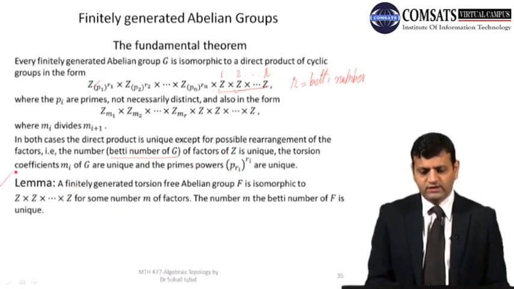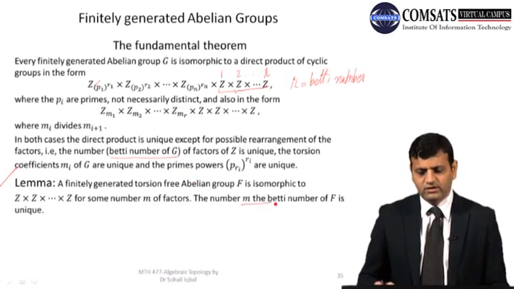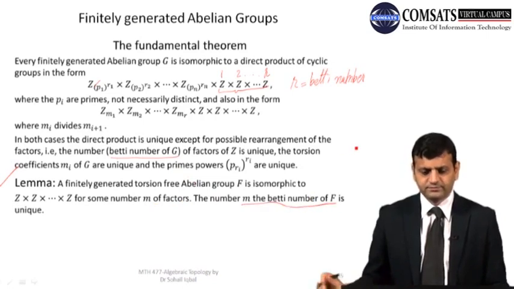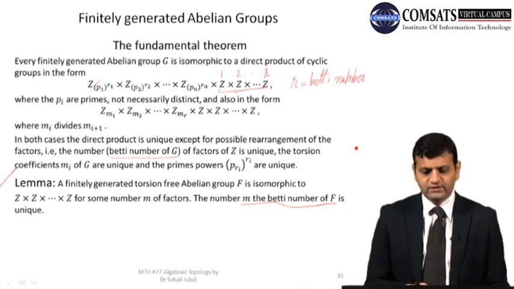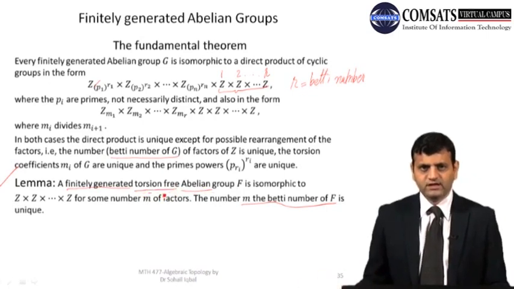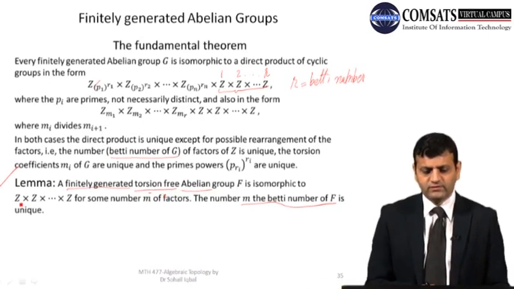So, a very important result, the next lemma, and we'll be using it in our consequent lectures. A finitely generated torsion-free abelian group F is isomorphic to Z cross Z cross ... cross Z for some number m of factors, and of course we have seen that this number m is called the Betti number of F. So if it is a finitely generated abelian group and there is no torsion element, so it's torsion free, then it is nothing but a direct product of integers.